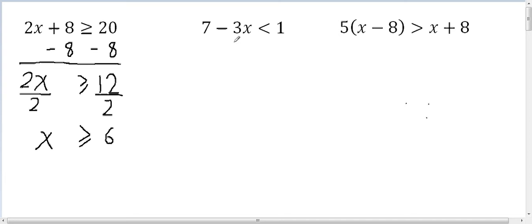Next, we have the inequality 7 minus 3x is less than 1. First, let's subtract 7 from both sides of the inequality. Seven minus 7 is 0, and 0 minus 3x is minus 3x. One minus 7 is minus 6.